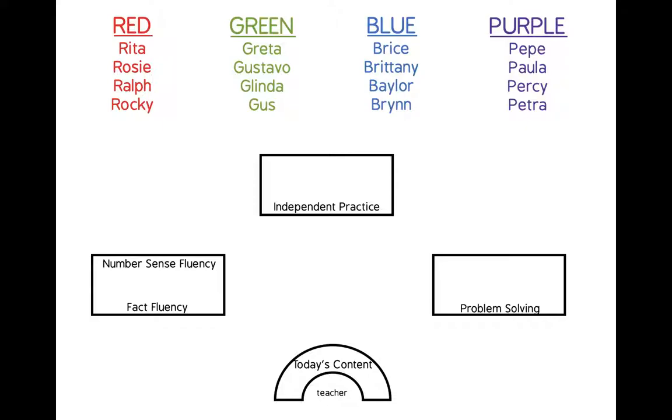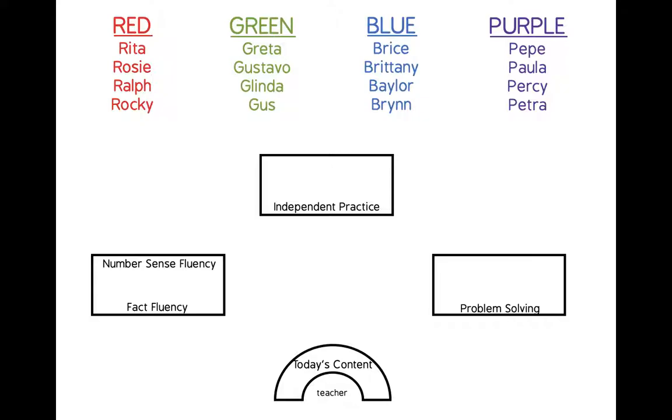You'll see that there are 4 stations here for the students to visit. At the bottom, you'll have the teacher station, where they learn today's content. This is where you as the teacher differentiate. On the left side, you'll see a fluency station. At the top, you'll notice independent practice. And on the right side, a problem-solving station.